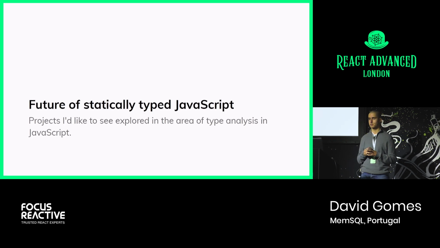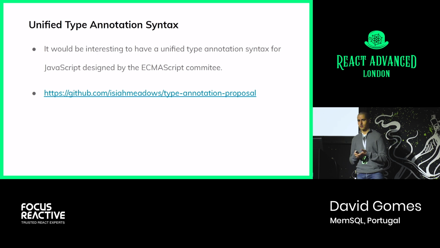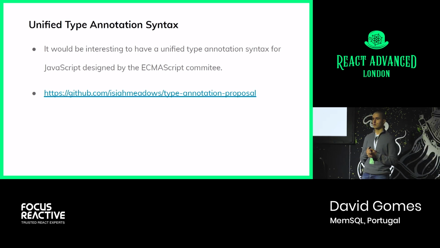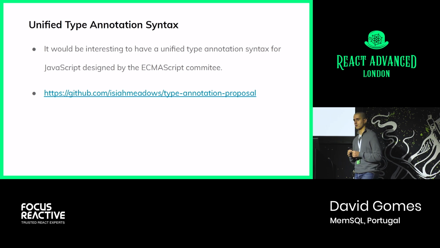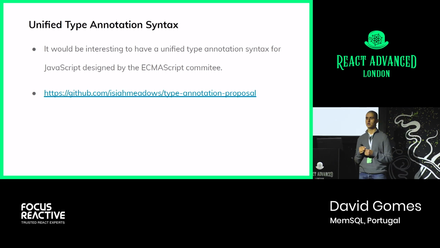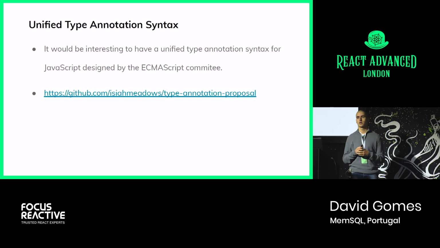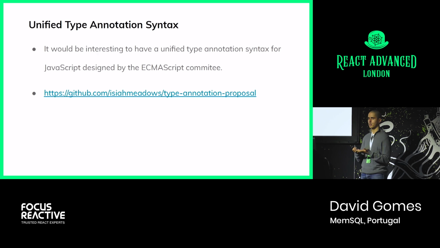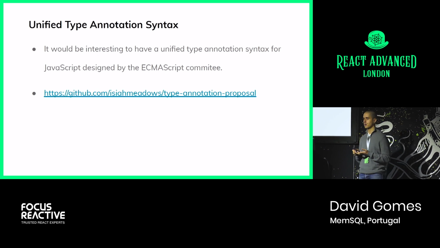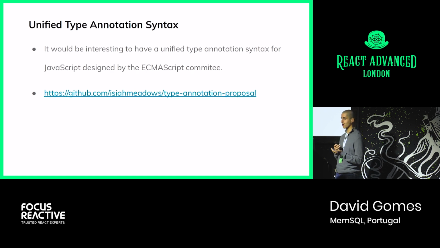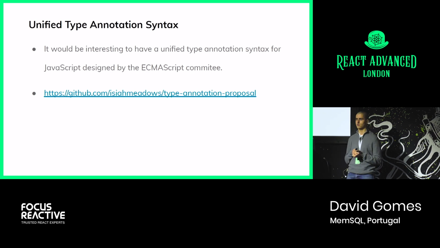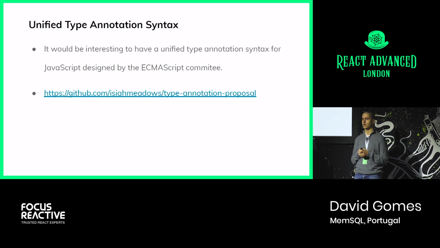So now I wanted to talk a little bit about the future of statically typing JavaScript. One of the things that I'd like to see discussed as a community is potentially a unified type annotation syntax. This is one of the things that Python did. They have a unified type annotation syntax, and there are multiple type checkers written on top of Python that use the same syntax. This is nice. It also has drawbacks, but in general, it's an interesting idea, and I'd like to see it explored by the ECMAScript community and the JavaScript community as a whole.